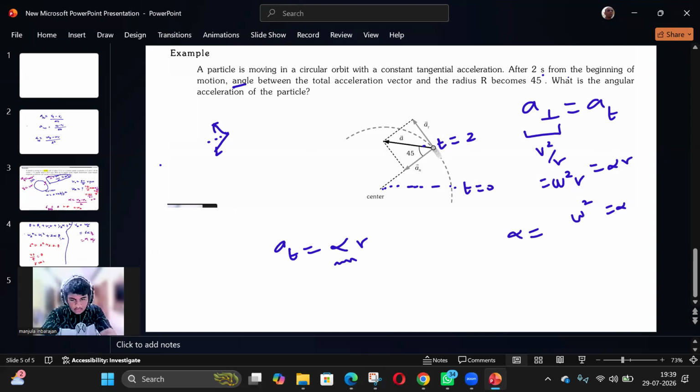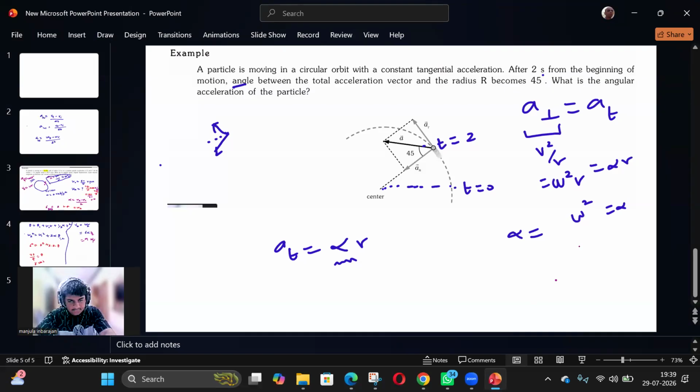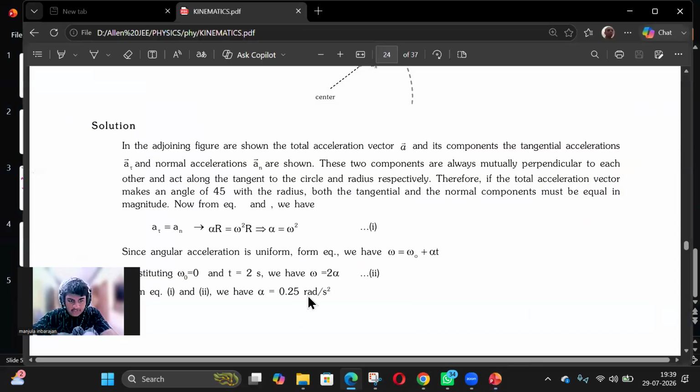So omega naught is 0 and omega at the final time is 2 alpha. At t equal to 2, at this particular instant, omega is 2 alpha. So 2 alpha squared equals 2 alpha, so 4 alpha equals 1. So alpha is 1 by 4, which is 0.25 radians per second square.